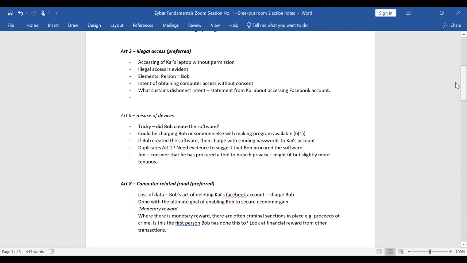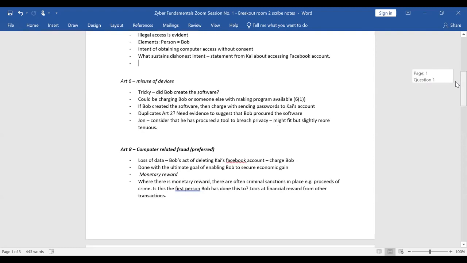One was Article 2, the illegal access. If you can see on the slide, the accessing of Kai's laptop without permission. The illegal access is evident. The use of that software that we have seen, the elements for any offense. So we need to have a person, and we have Bob. We have evidence that he's the one who accessed it, and he had the intent of obtaining computer access. There's the password without the consent.